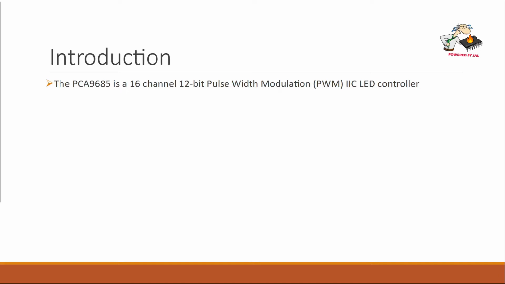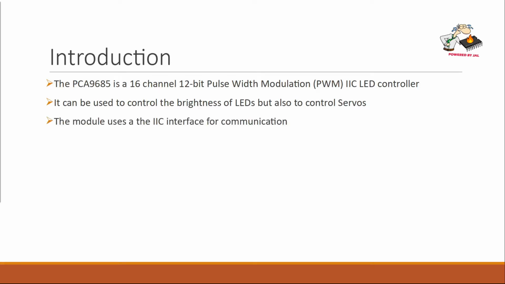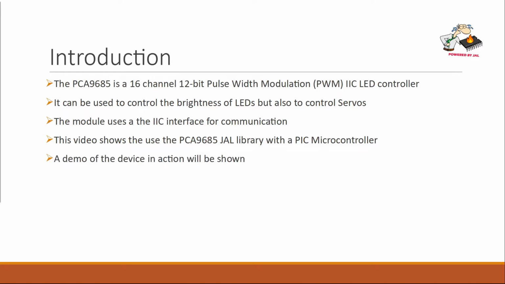So what about this device? The PCA9685 is a 16-channel 12-bit pulse width modulation IC, which is normally used to control LEDs. In fact it was used to control the brightness of the LEDs, but you can also use it to control servos. The module uses an I2C interface for communication between the device and the microcontroller. And in this video I will show this PCA9685 library with a PIC microcontroller. And you will see a demo of the device in action.